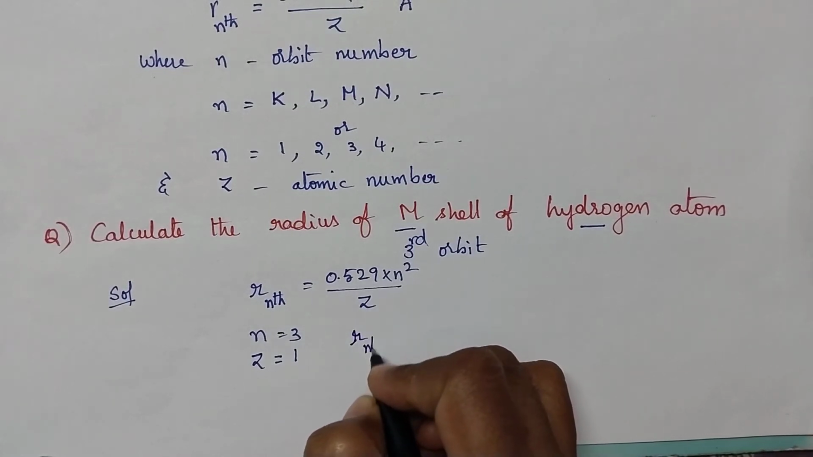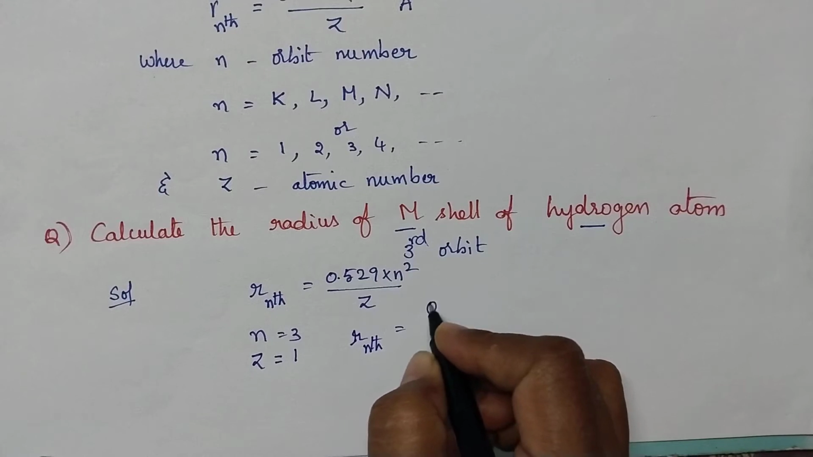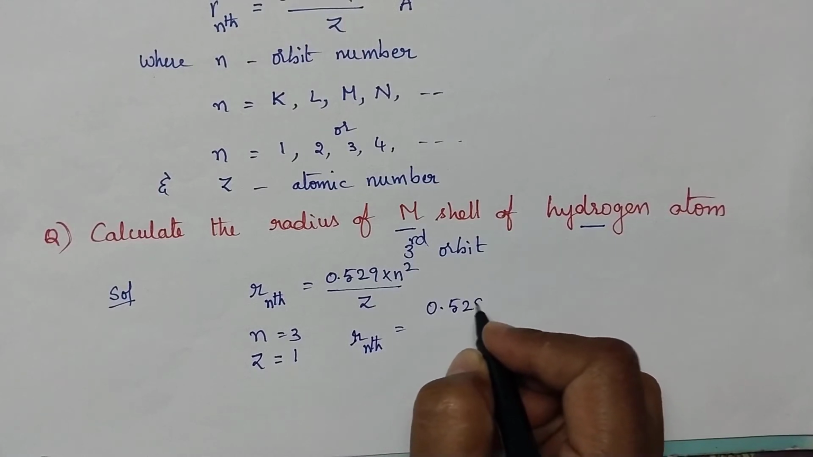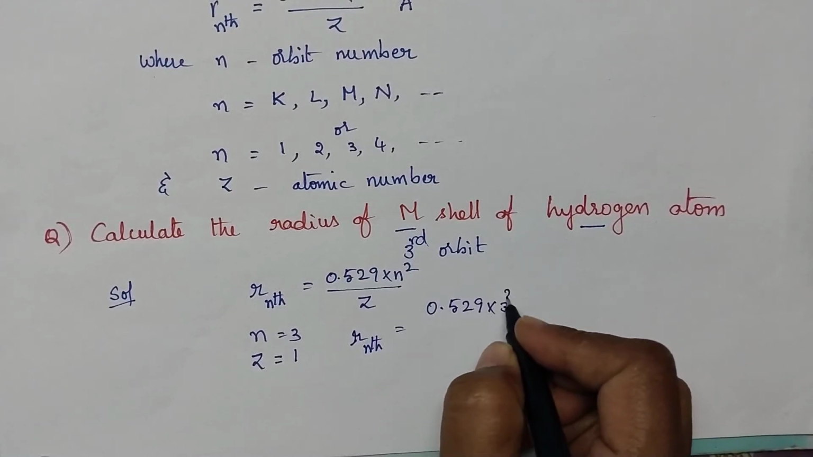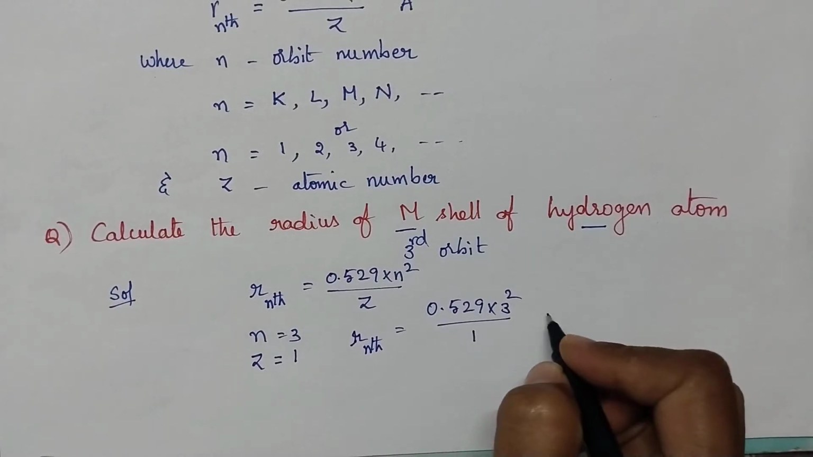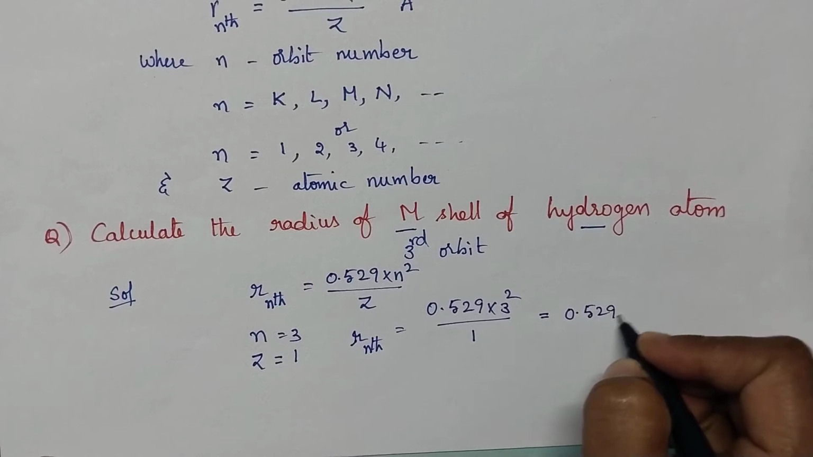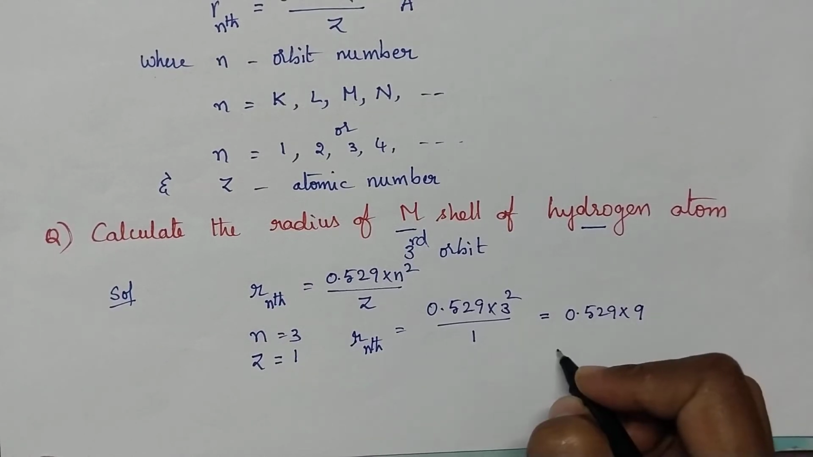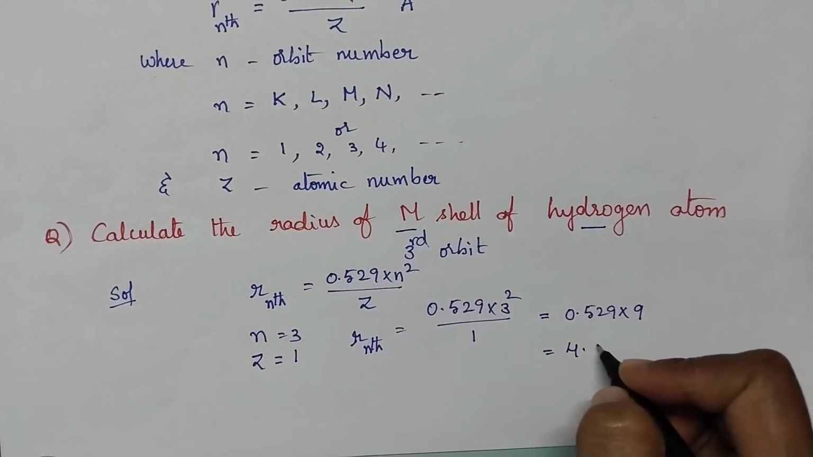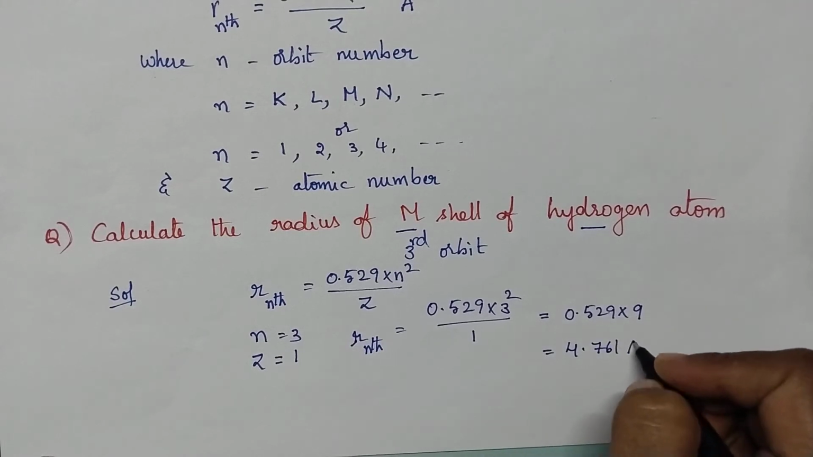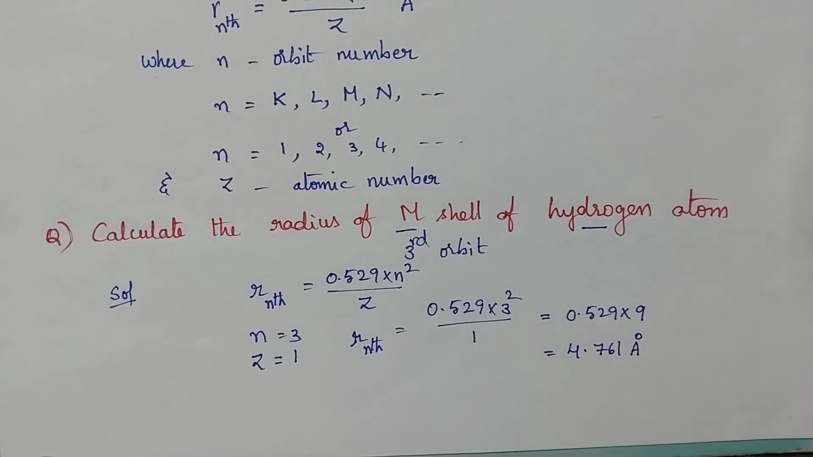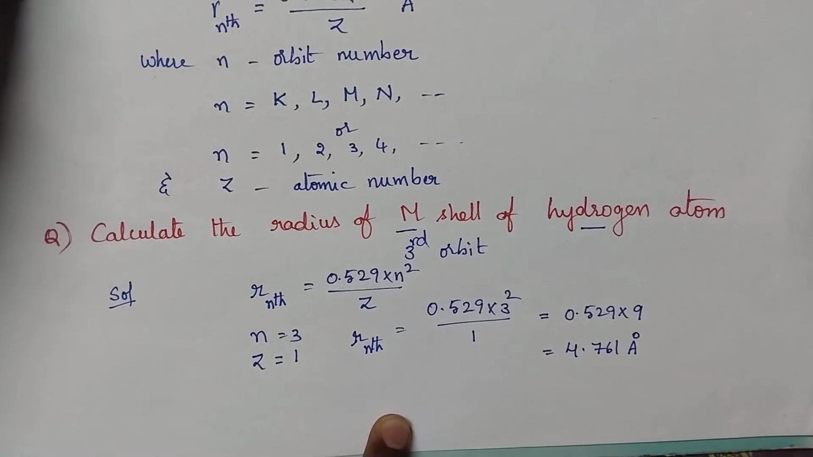Then, the radius is equal to 0.529 into 3 square by 1. That is equal to 0.529 into 9, and that is equal to 4.761 Armstrong units. Clear, students?